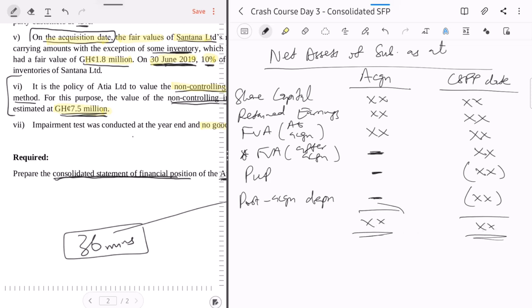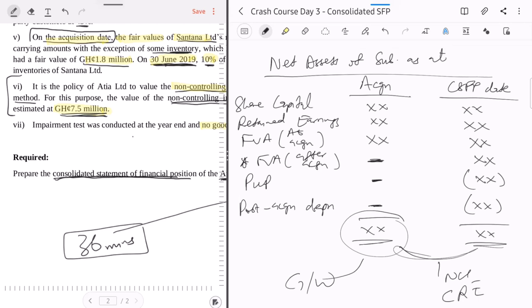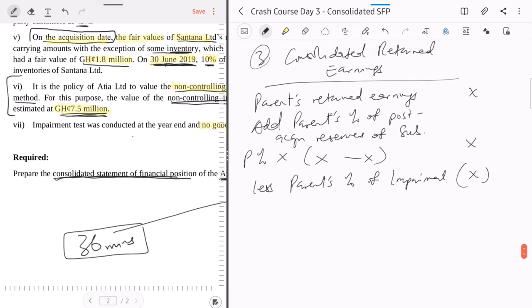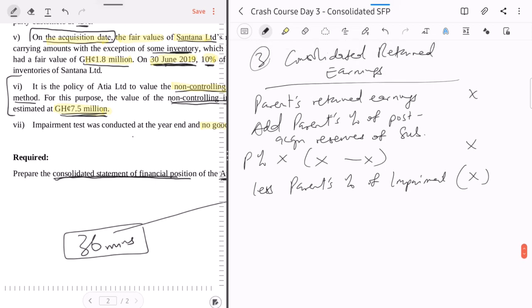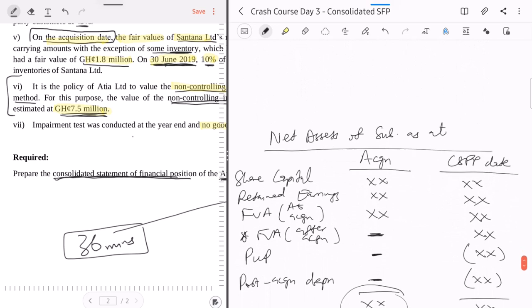right? Then this figure goes to goodwill. Then the difference between this and this will go to NCI and consolidated retained earnings. So let's come back to here. Here, if the parent sells to the subsidiary, then you come and deduct the provision for unrealized profit from here, rather. Take note, right? And that is it, really.